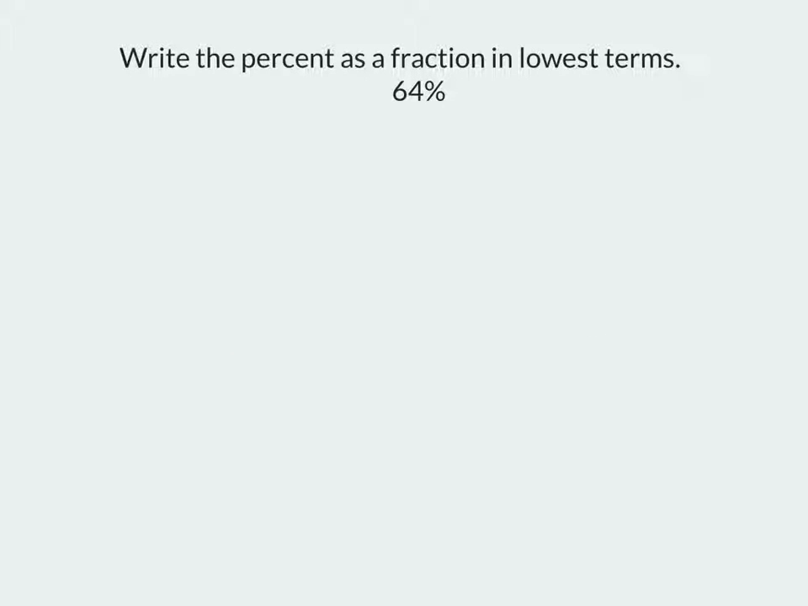Write the percent as a fraction in lowest terms. 64%. Percent means per 100. So we can write percentages as fractions just by placing the number over 100. So 64% equals 64 over 100. Now I want to write this fraction in lowest terms. So I want to find a number that's divisible by the top and bottom. In other words, I'm going to find a number that divides into 64 and 100 evenly.